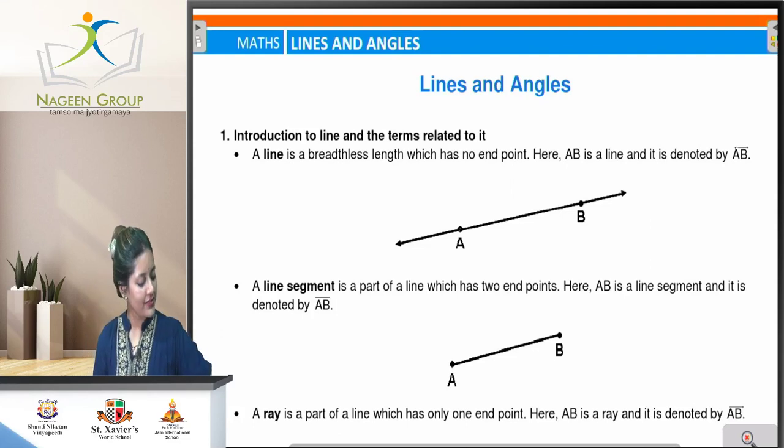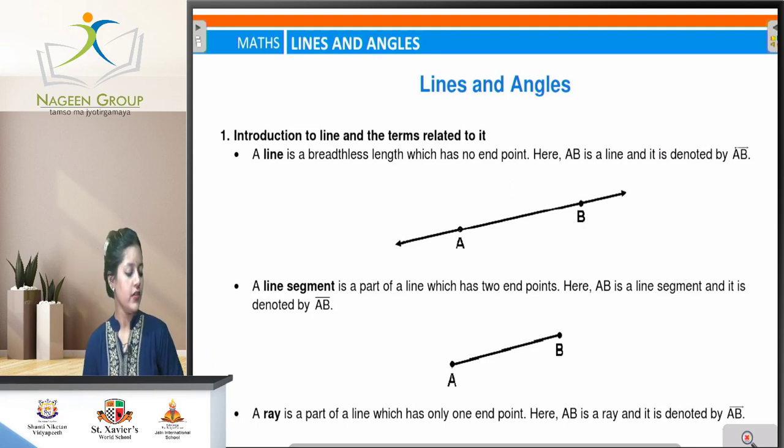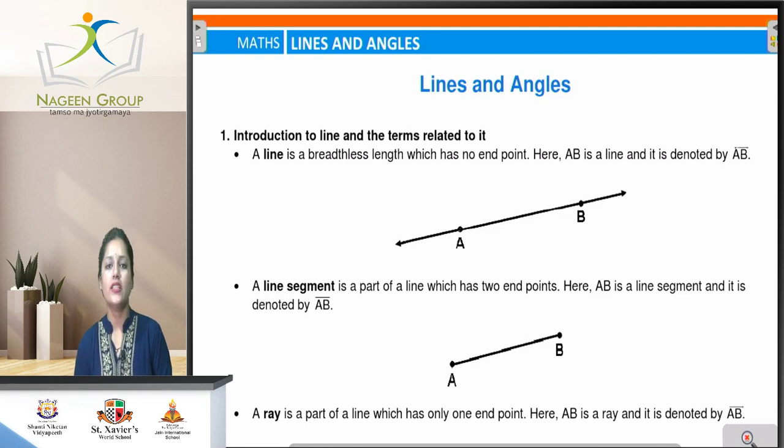Hello everyone. Today we have class 6th, chapter 6th, that is Lines and Angles. This is a summary class in which we are going to revise all the topics and theorems as well as all the properties that we have discussed in our previous classes. So let's get started with the chapter summary.